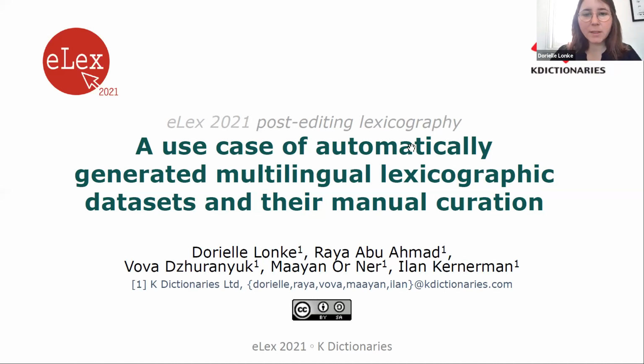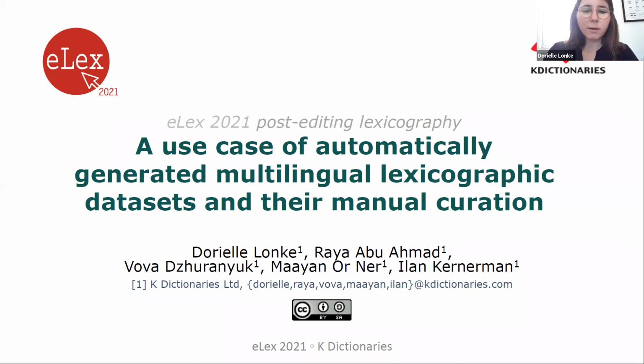So this is a paper that I worked on together with my colleagues Raya, Vova, Mayan, and Ilan, who are present here as well. And I will just go through what we did. So the paper is an overview of a multi-layer project with the objective of developing over 200 new language pairs based on existing resources.